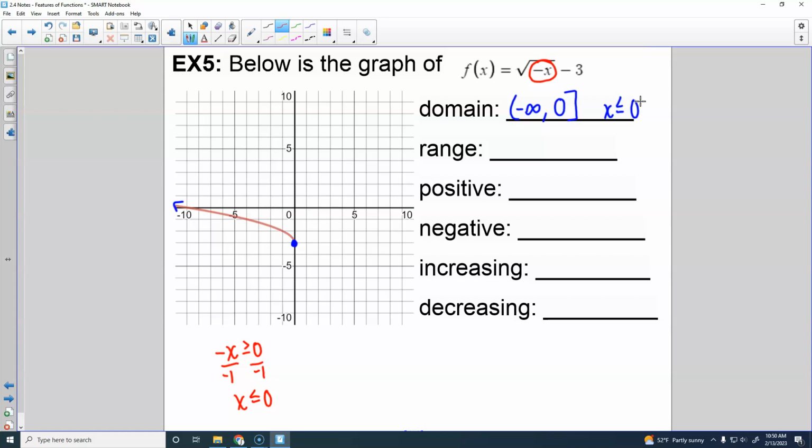All right, range, you're going to have a lowest value you can possibly have and then a highest. So lowest value you can possibly get is going to be -3. And then from there you can have values higher. So it goes up to positive infinity. Or you could say y is greater than or equal to -3.